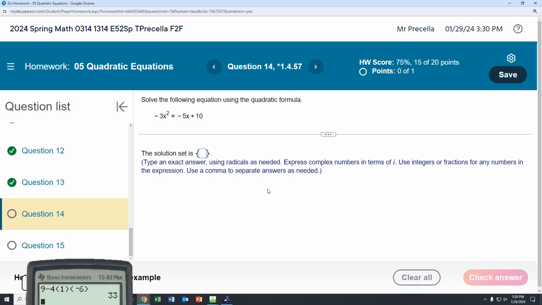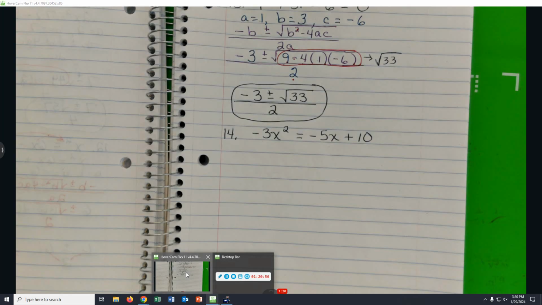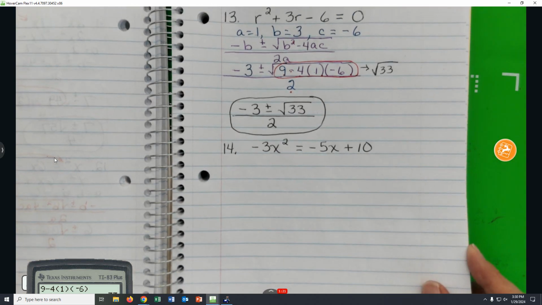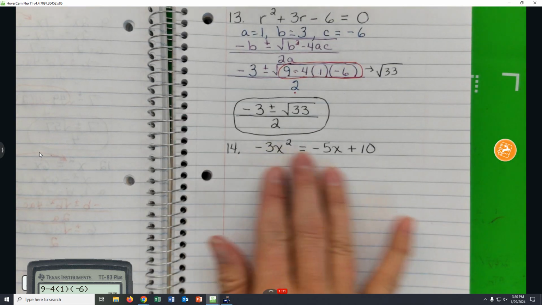Number 14. Let me write this down. Negative 3x squared equals negative 5x plus 10. Negative 3x squared equals negative 5x plus 10. Check to make sure I did it. We've already done one problem that's similar or is sort of in the same format.